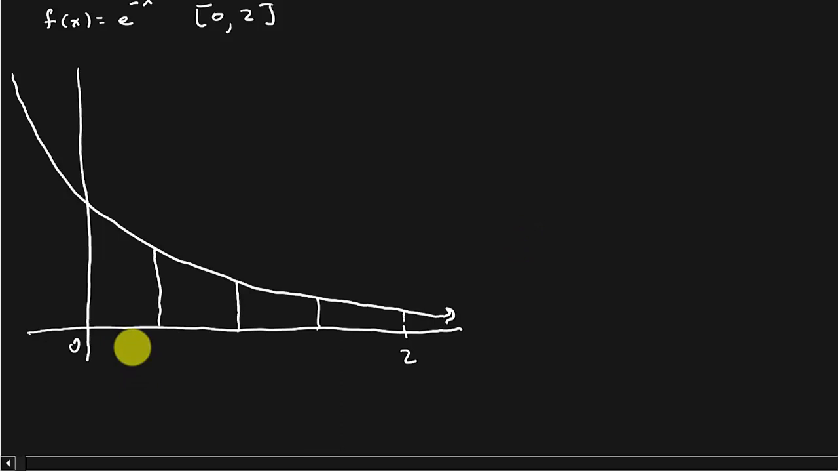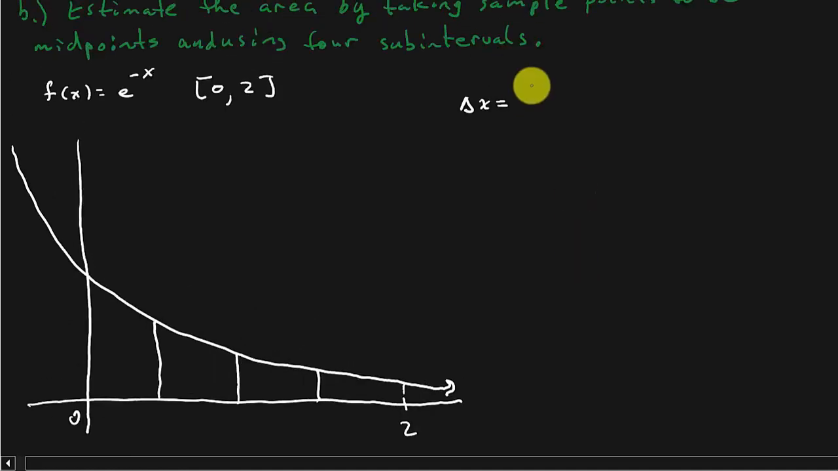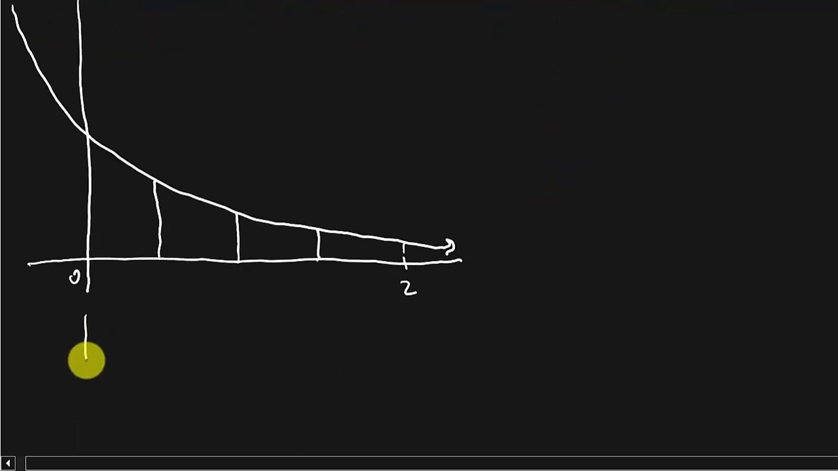All right, so we need what? We need the width of the rectangles. So that's going to be what? B minus A over how many rectangles? 4. And so this is 1/2. So the width of each of these rectangles is 1/2. All right. So I know this is 1/2. This would be 1, and this would be 3/2. See, I'm just going over 1/2 each time.